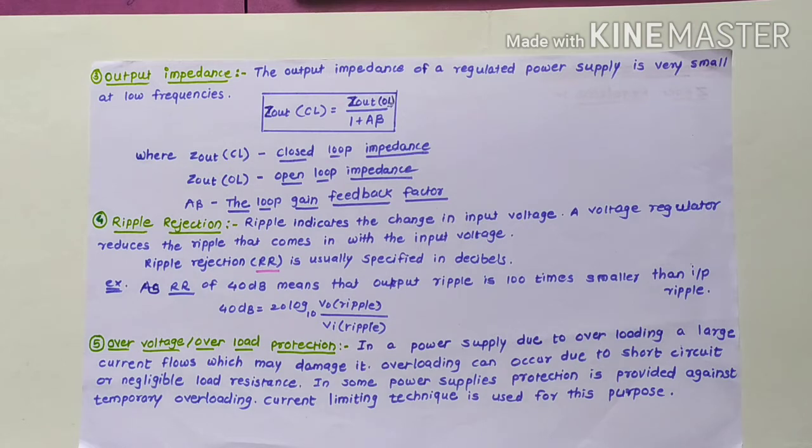Okay students, so there are 5 characteristics: load regulation, line regulation, output impedance, ripple rejection, and overload protection. From these 5 characteristics, 2 are asked in the board exam many times. They are load regulation and line regulation. So you have to practice for those too, that is load regulation and line regulation.